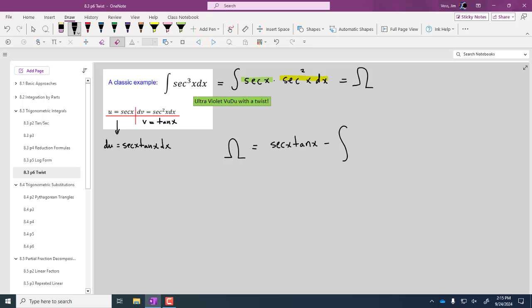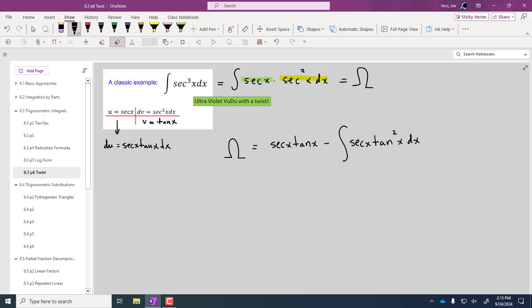The bottom row is that product right there, so that's going to be secant of x times tangent squared of x dx. So that integral, we're going to have to use a technique for.